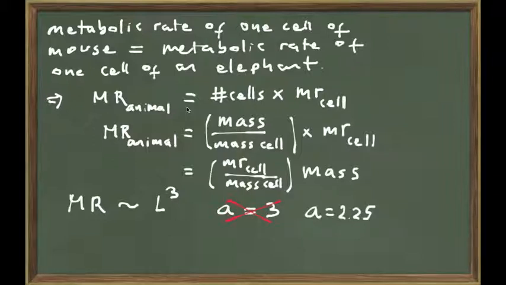So what is that telling you? What does that tell you about this assumption here? That is wrong. The metabolic rate of one cell of a mouse is not equal to the metabolic rate of one cell of an elephant. Which one is bigger? The mouse. The metabolic rate of one cell of the elephant should be lower than the metabolic rate of the mouse. If it was the same, the A would be 3, but it isn't 3.